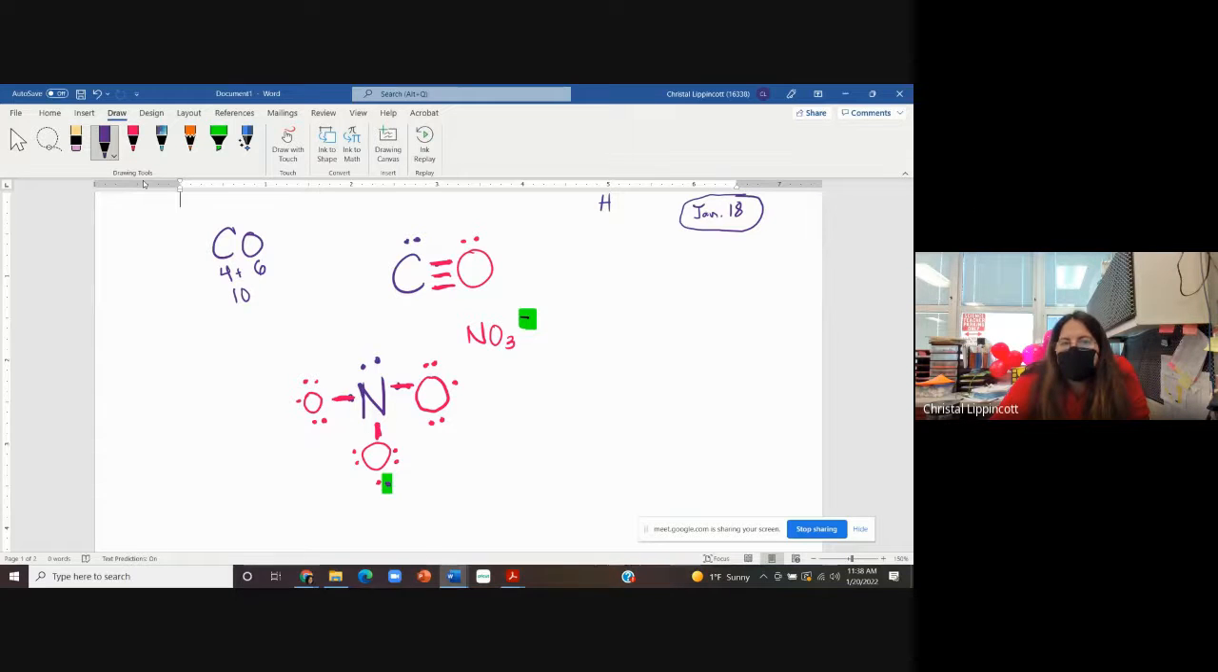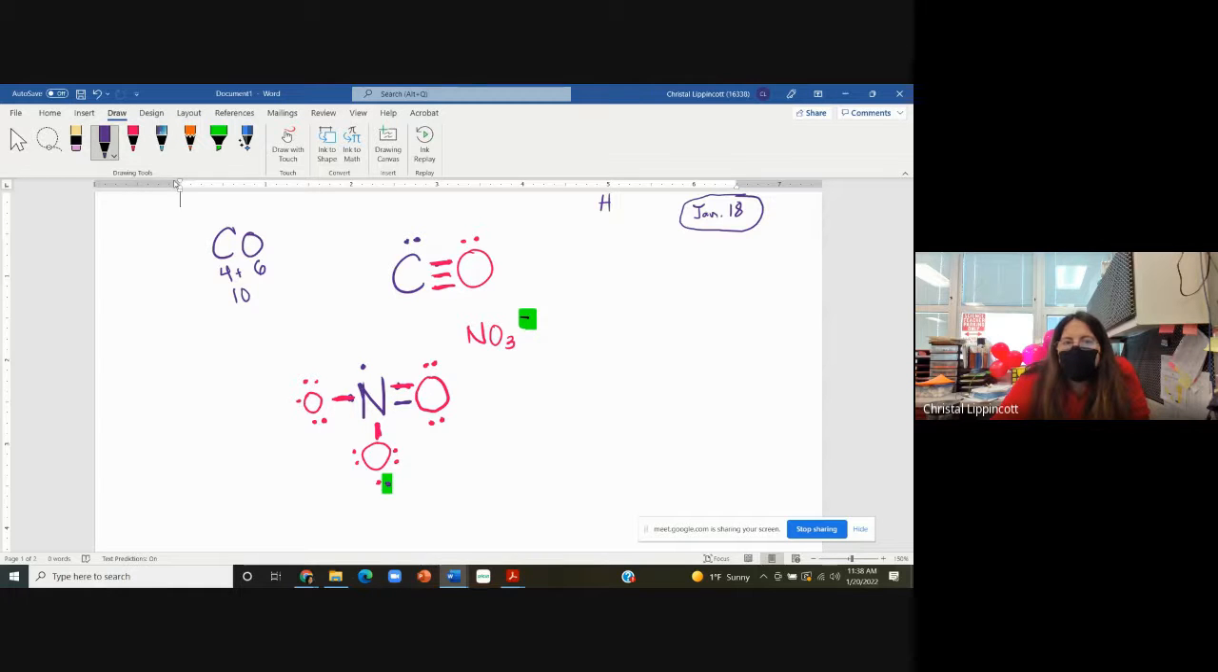Now I still need to monkey with these guys. If I take this here, this, and move it into the center, then that will give me a double bond, and it will take care of this oxygen.